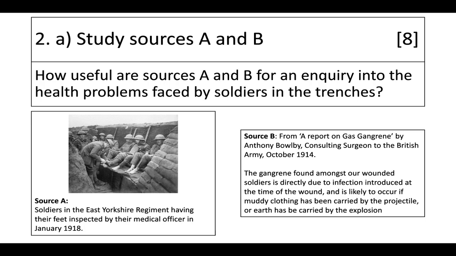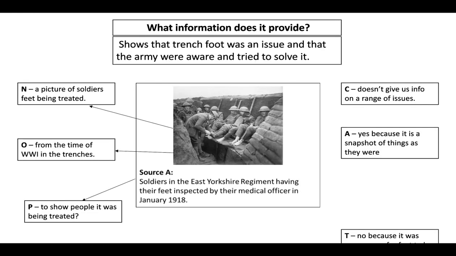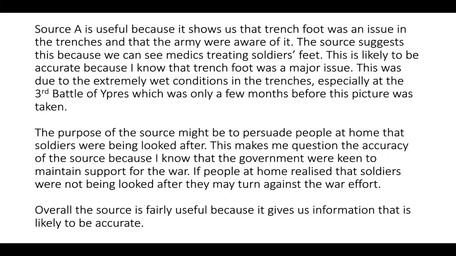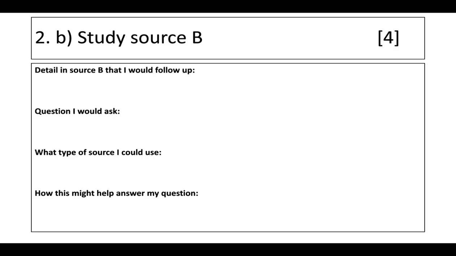So there you are, there's source B. So it says the gangrene found amongst our wounded soldiers is directly due to infection introduced at the time of the wound, and is likely to occur if muddy clothing has been carried by the projectile or earth has been carried by the explosion. So if we go back to our next question, the detail in the source that you're going to follow up, what do you need to do there?